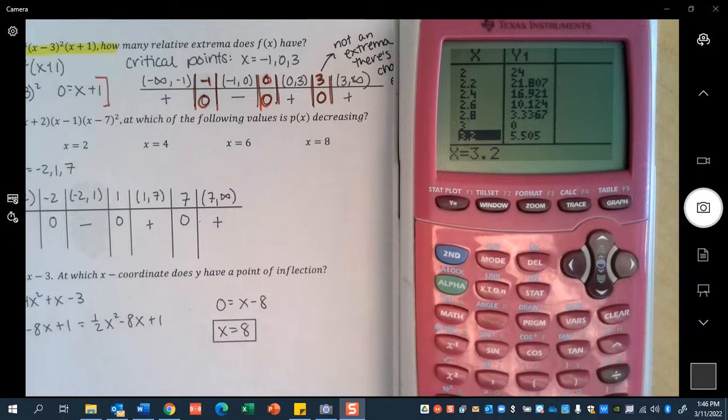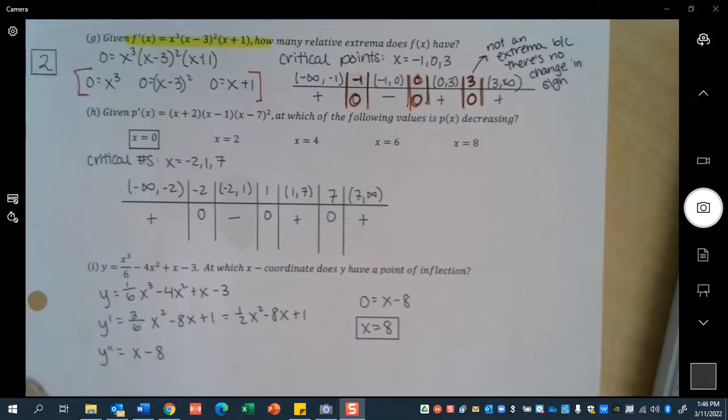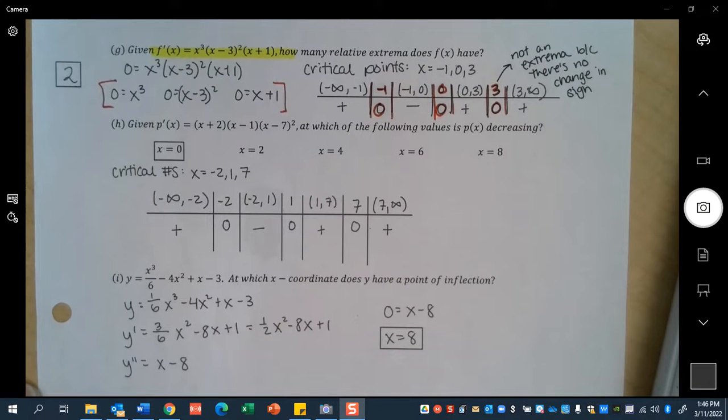That's why you have to draw the sign table, and that's why you have to look at how that output of that derivative changes, and what that tells you about the graph. So that's why there's just 2 critical points. This one ends up not being a critical point because there's no sign change.